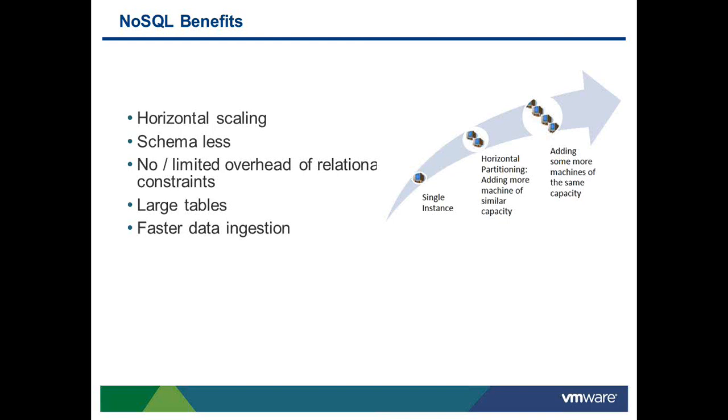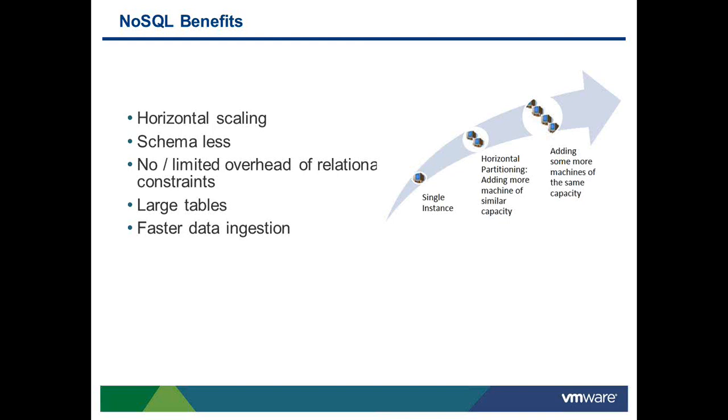And also the development becomes faster. And also no overhead of relational constraints. So we don't have to really have relational constraints. Typically we don't have relational constraints at all. But of course we can introduce some relational constraints in, for example, a graph database. But I would say we can leave this overhead to the applications which are accessing the data.